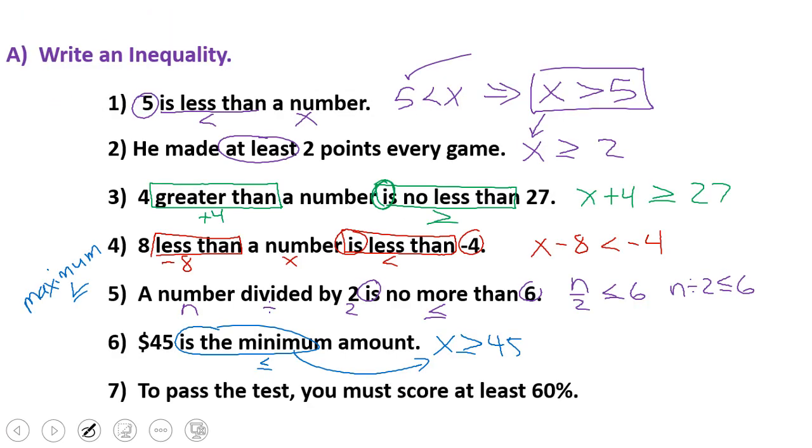All right, my bad. Number 7, almost went too fast here. Number 7, to pass the test, you must score at least 60%. So your score has to be at least 60%. Can you score 50? Nope, you won't pass with that. Can you score 60? Yes, you will pass with a 60. And if I scored 80, I would still pass. So we've got greater than or equal to.